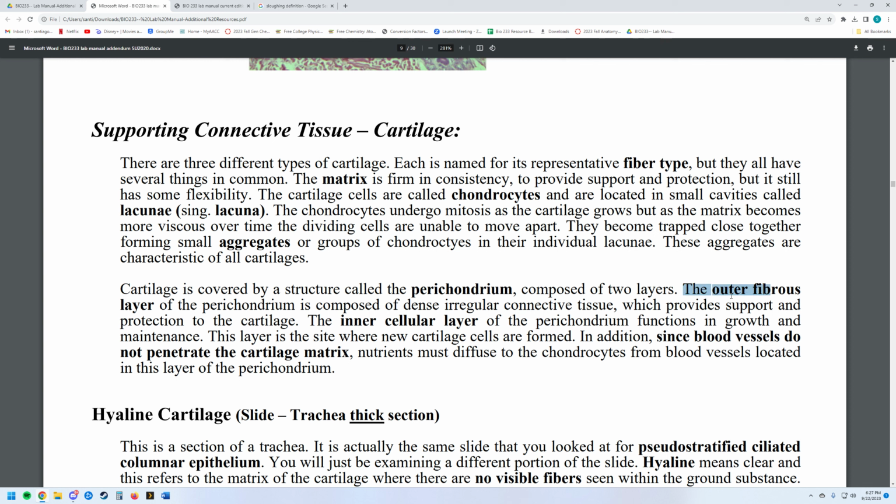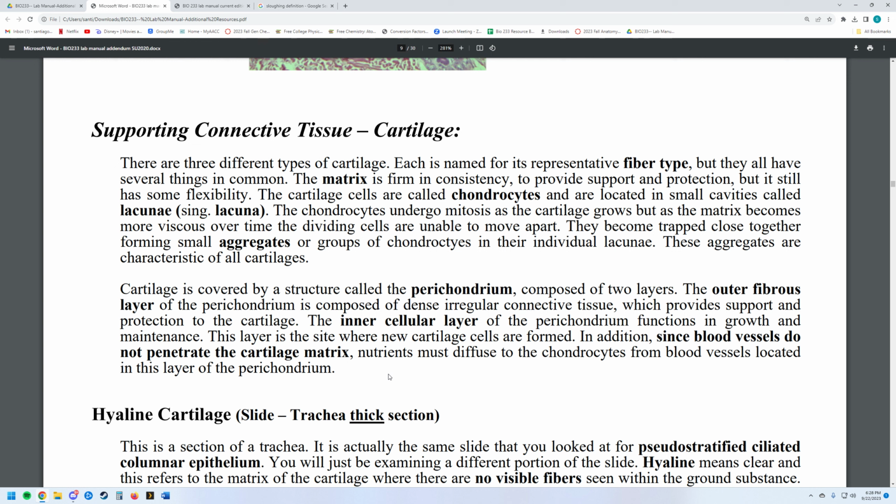It says the outer layer of the perichondrium is composed of dense, irregular connective tissue. And the function of that structure is to provide support and protection to cartilage. But then it says the inner cellular layer of the perichondrium functions in growth and maintenance. This layer is the site where new cartilage cells are formed. In addition, since blood vessels do not penetrate this matrix, nutrients must diffuse through it from blood vessels located in this layer.